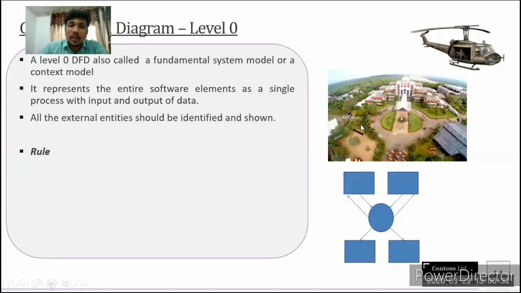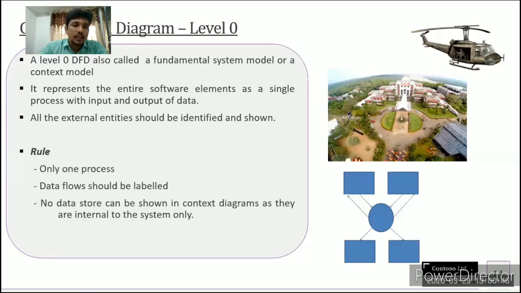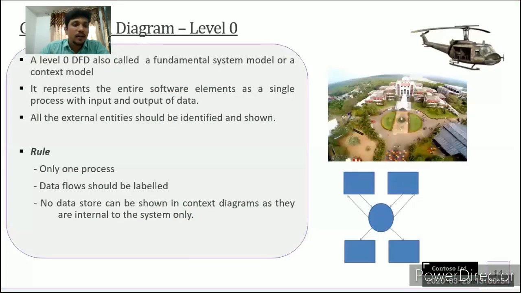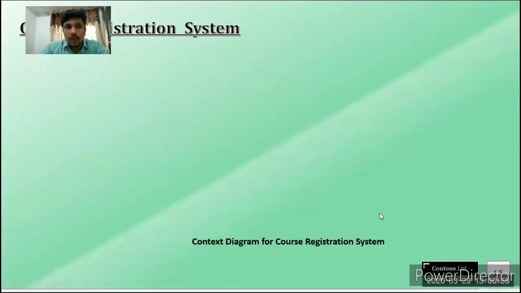In that example, Mahatma Gandhi University itself is called a process, and the people coming and going and the vehicles approaching are called external entities. The basic rules for preparing a context level diagram are that there should be only one process, and the data flows should be properly labeled.